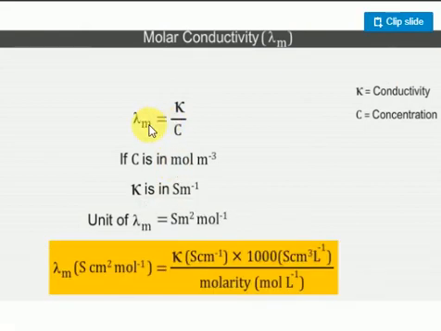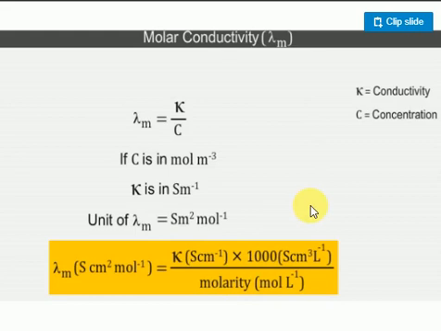So students, the molar conductance is kappa by the concentration. Kappa is the specific conductivity, C is the concentration in moles per meter cube, and kappa is in Siemens inverse. So molar conductance is equal to kappa into 1000 by molarity. Kappa into 1000 by molarity only. Clear? These are molar conductance only.